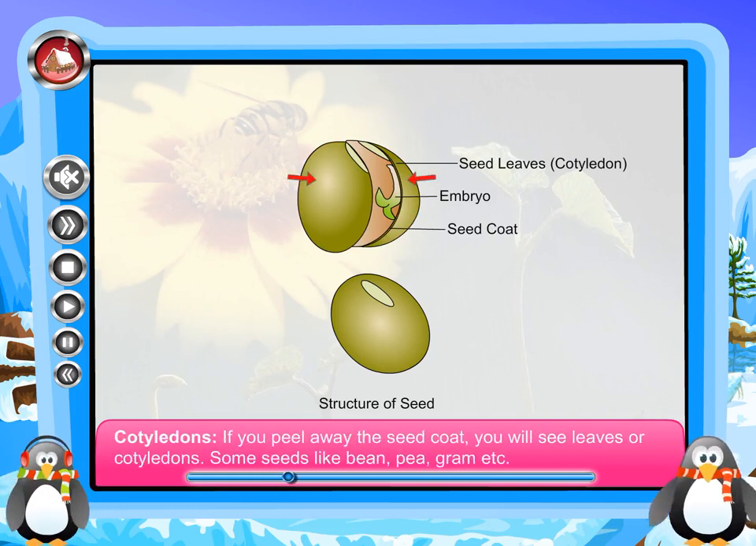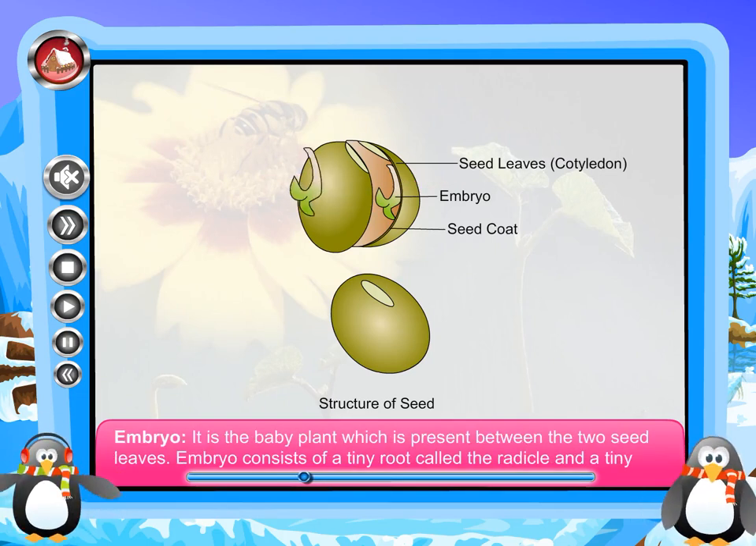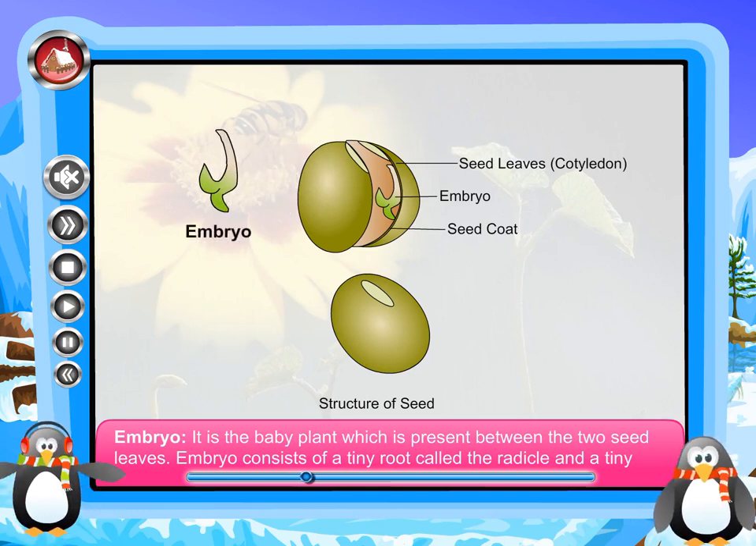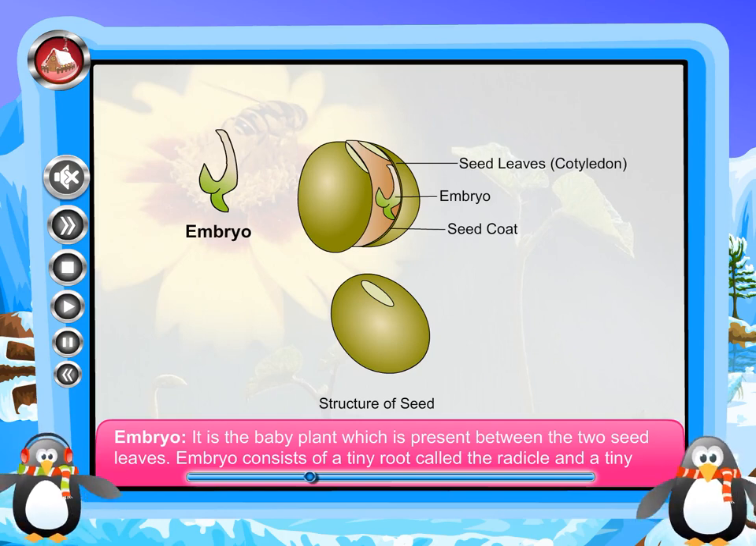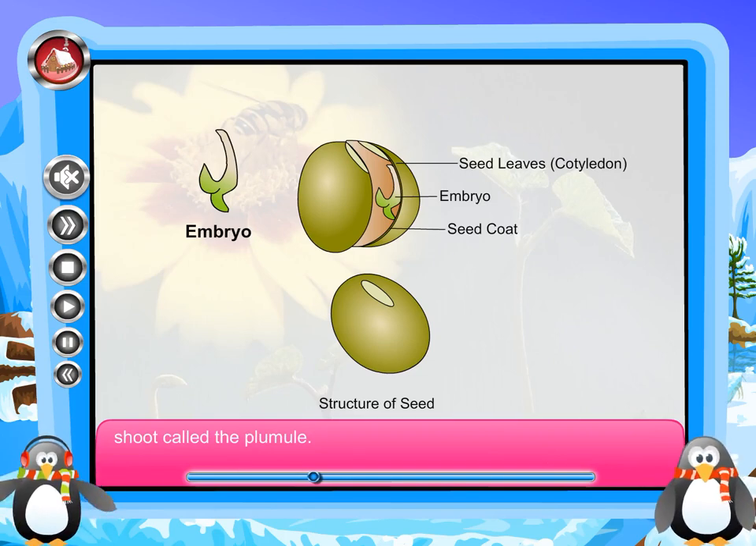Cotyledons. If you peel away the seed coat, you will see leaves or cotyledons. Some seeds like bean, pea, gram, etc. have two seed leaves called dicotyledons, while maize, wheat, and rice seeds have only one cotyledon called monocotyledons. Embryo. It is the baby plant which is present between the two seed leaves. Embryo consists of a tiny root called the radicle and a tiny shoot called the plumule.